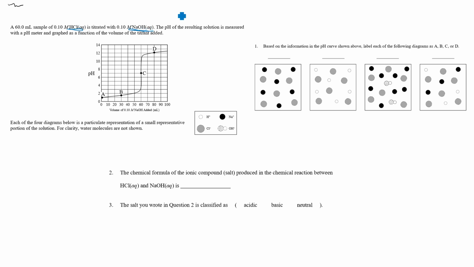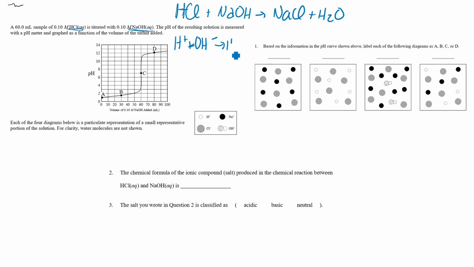So I'm going to write out the equation here. So it is HCl and NaOH, and we make NaCl and water. That would be the molecular version of this equation. The net ionic equation looks like this. We got hydrogen and hydroxide ions combining to form water. So first we want to look at what's present in the solution at various points in this curve.